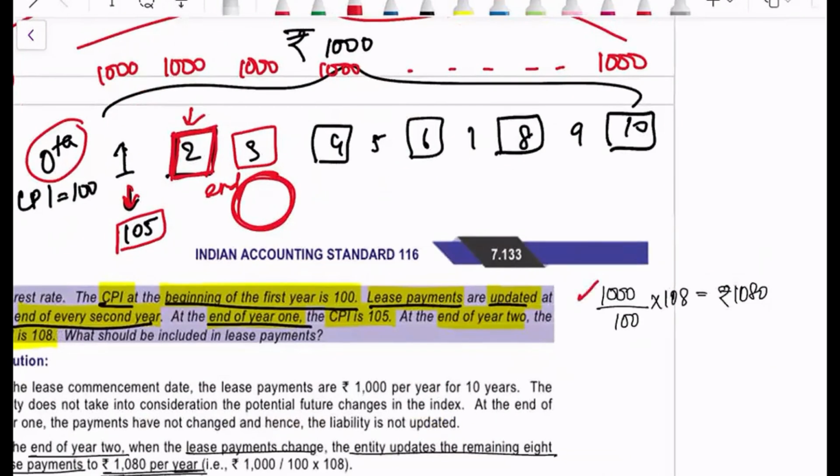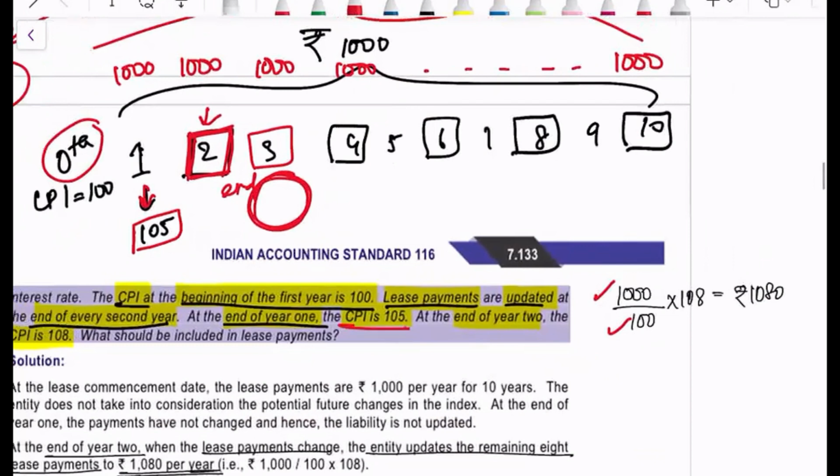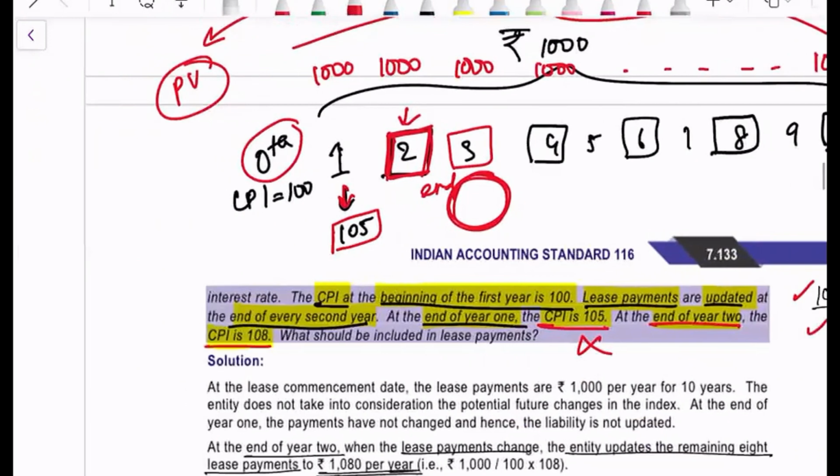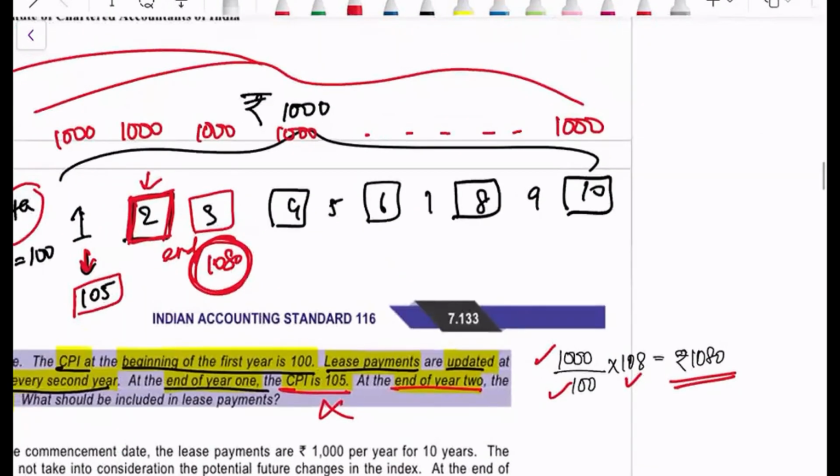So first it was 1000 when the CPI was 100. At the end of year 1, the CPI is 105. Just ignore this. At the end of year 2, the CPI is 108. So take this into consideration: 1080. So 1080 is going to be your lease payment further on, from year 3, 4, 5, 6, 7, 8, 9, for every year, you're going to pay 1080.